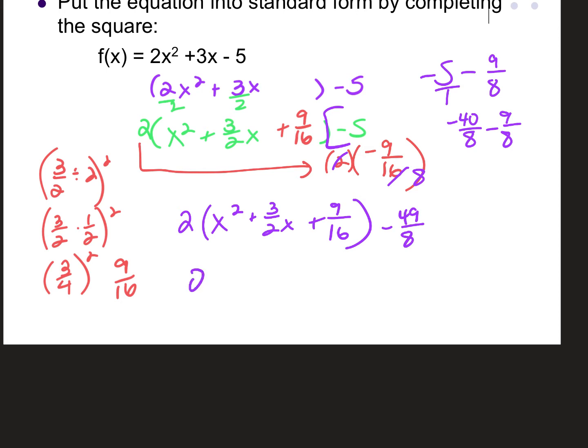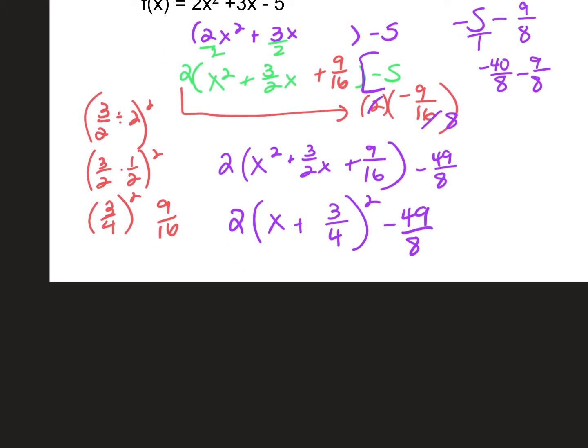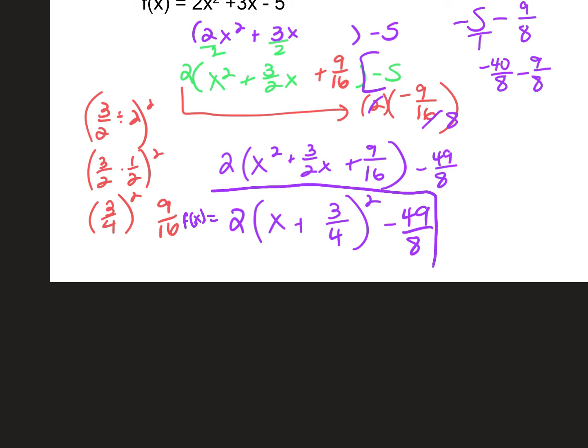Now I factor. Square root the first term, square root the last term, take the sign from the middle, put it in the parentheses, and square it. Minus 49/8. This is either a y equals or an f of x equals. I won't mark either of those wrong, doesn't matter. But that's the goal for completing the square. And there's a question that's just going to ask just that, and you're done.